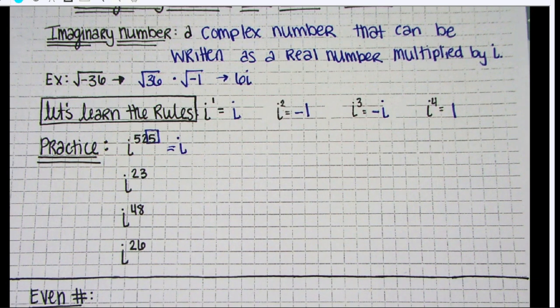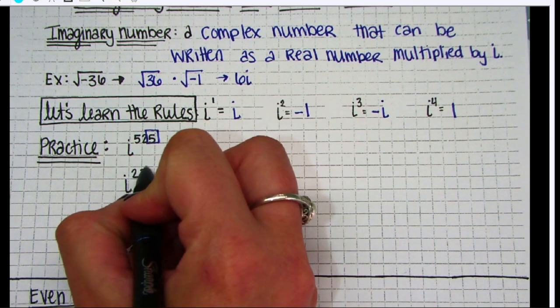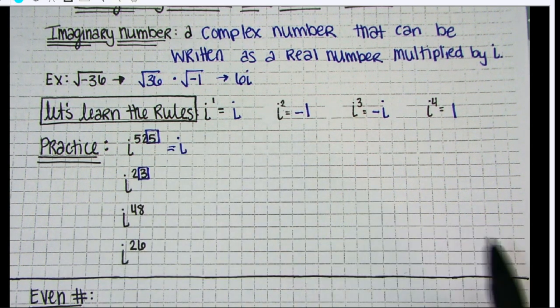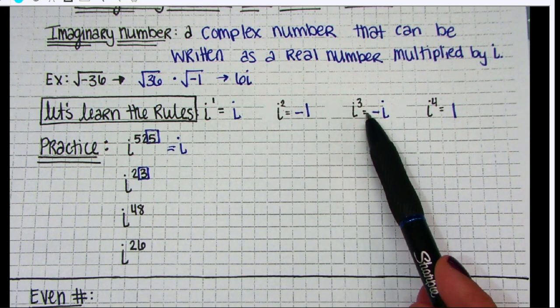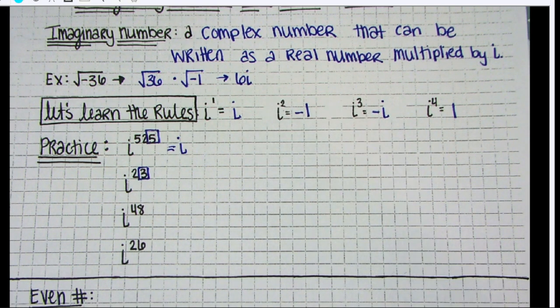So anytime you do this, pay attention to the last number. Now, when the last number is 0, we'll talk about what to do. So what about i to the 23? Yeah, -i. The last digit is 3. So I'm just going to count. 1, 2, 3. And that's just -i.